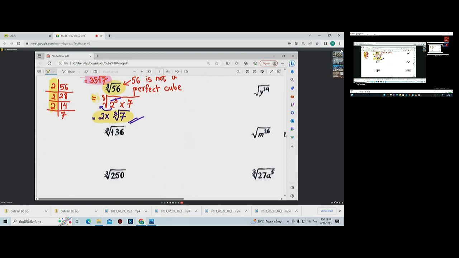Question number next. That is cube root of 136. How do you read this? Cube root of 136. Okay? What number do we factorize? We factorize 136.